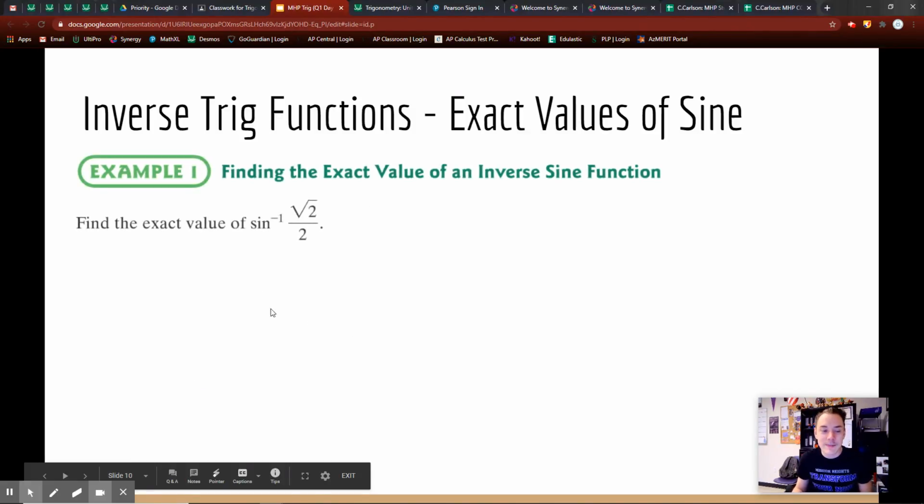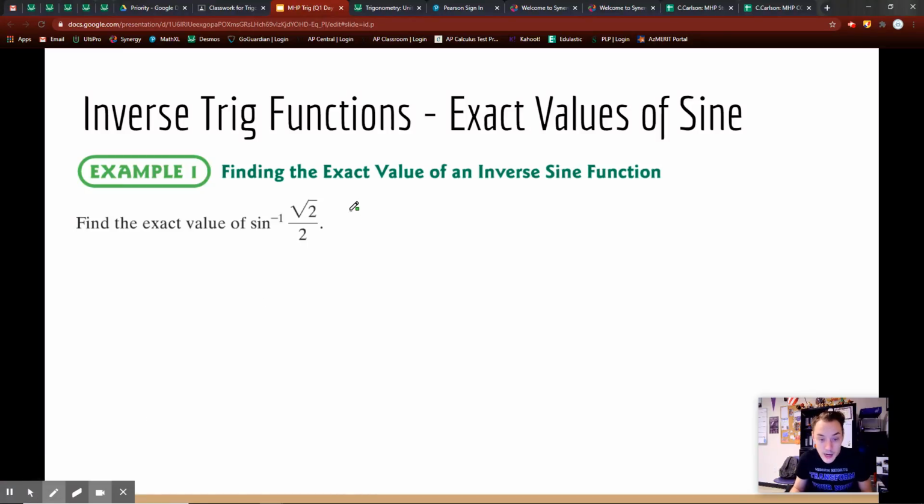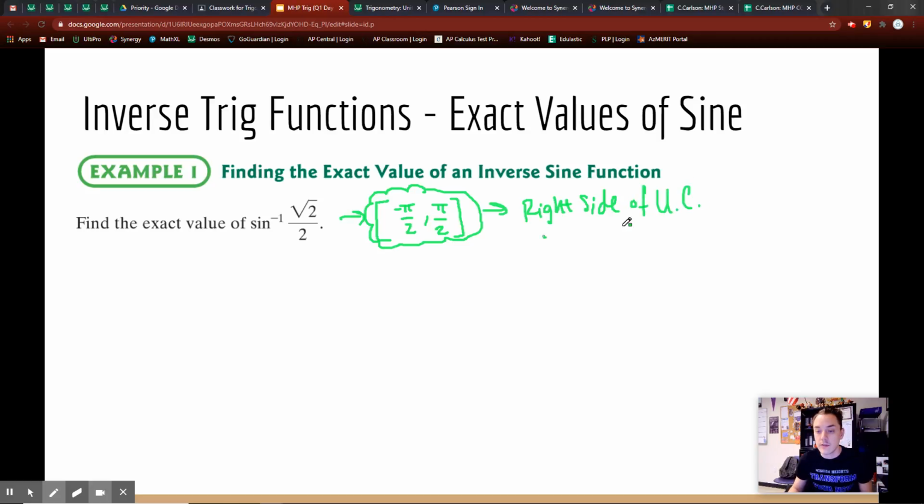Okay, let's erase. Find the exact value of the inverse of sine of radical 2 over 2. Now, remember, my range equals negative pi all over 2 to pi all over 2, inclusive. Okay, this is my range. This is also the same thing as saying the right side of the unit circle. So that's what I'm going to be saying, right side of unit circle.